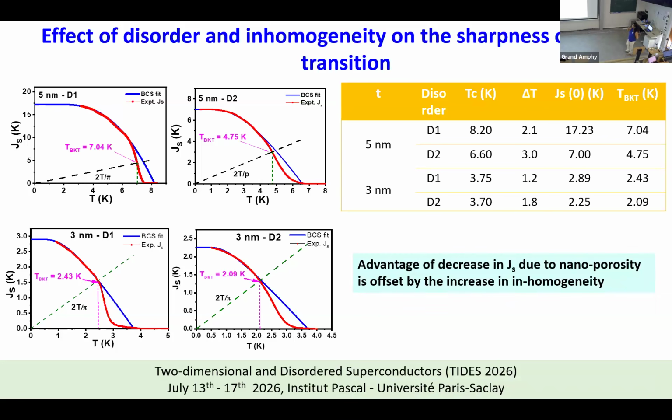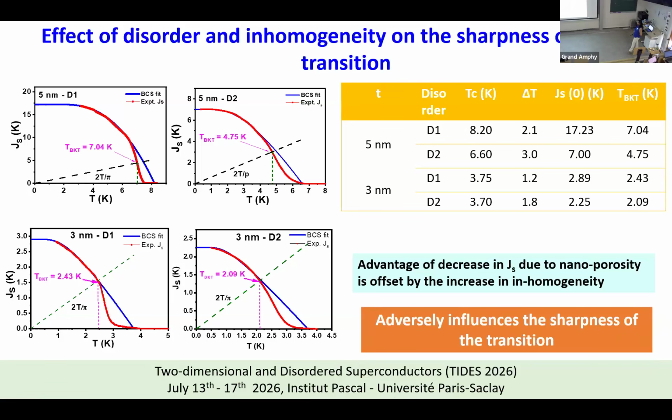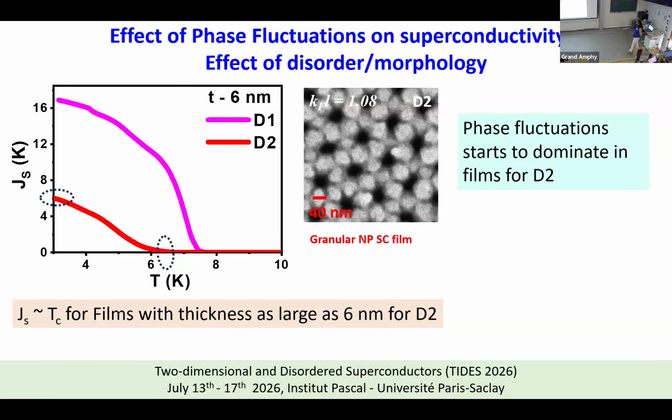So the take-home message is that if you want to reduce the superfluid stiffness and see distinct, clear signatures of the BKT transition, you need to go to nanoporous films. But in the nanoporous films, if you start increasing the disorder so that the inhomogeneity increases, then again you will start getting these broad transitions. So it adversely influences the sharpness.